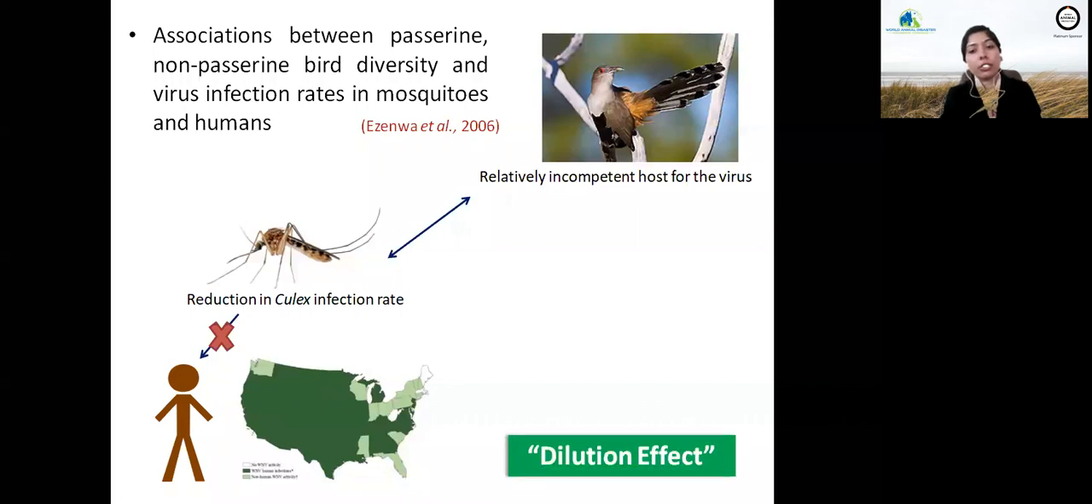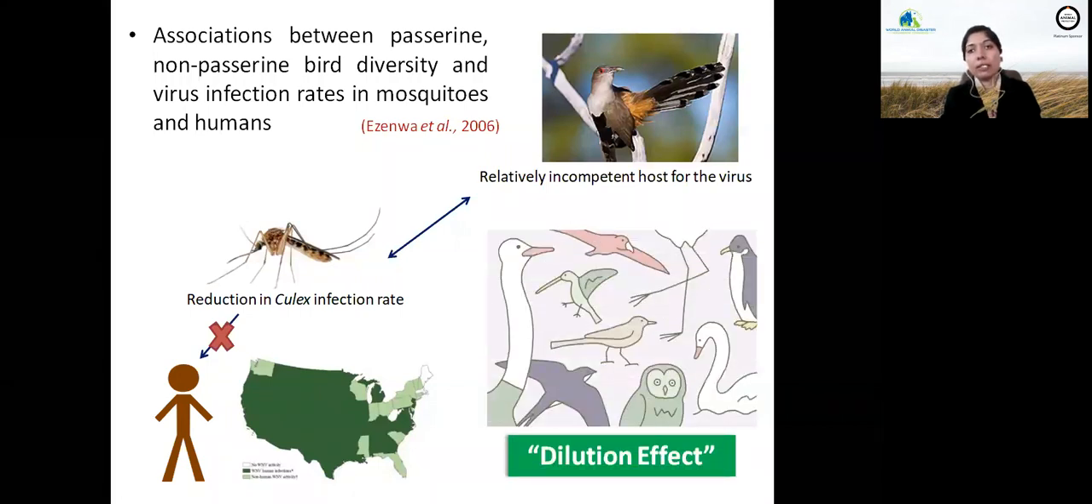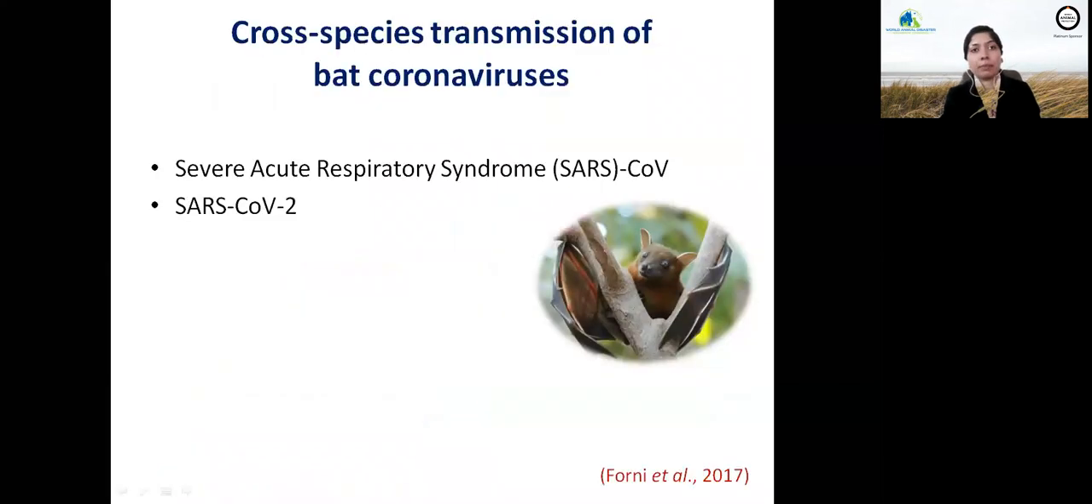So this is actually the dilution effect, which is the result of rich biodiversity. Because if there are more bird species, there will be some dead-end hosts which can dilute this infection and may prevent its further spread to other populations and other species.